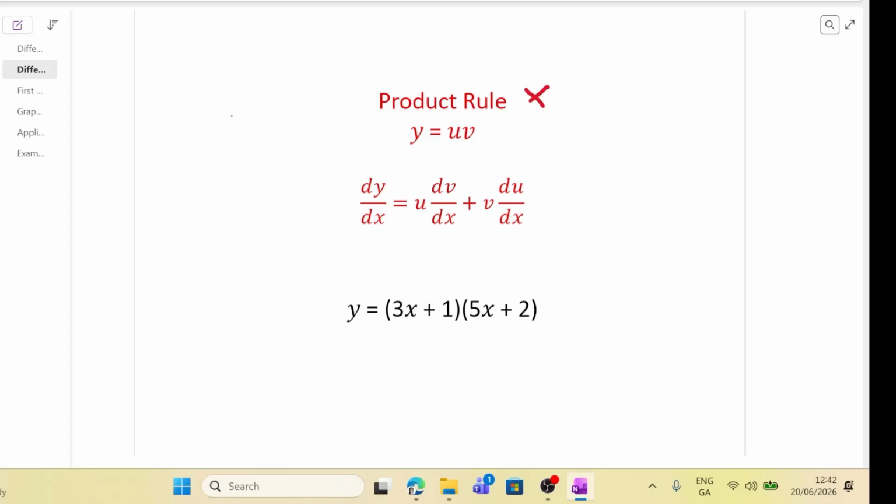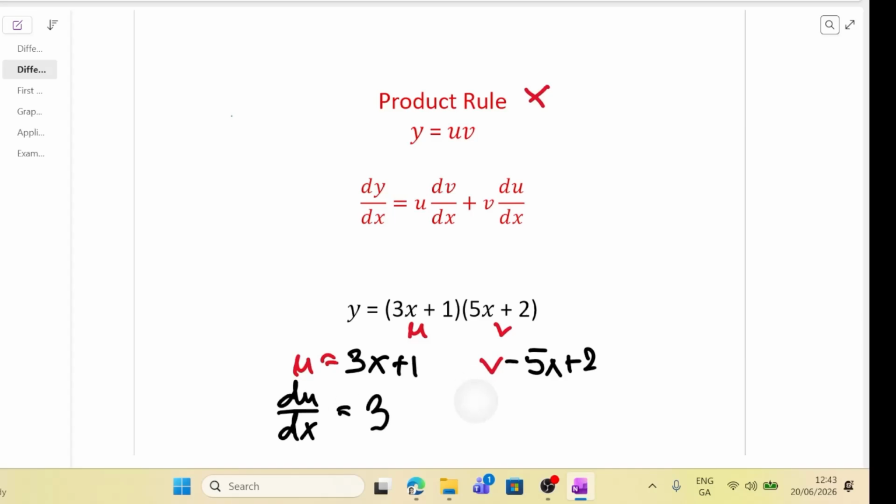So you can see over here I have a multiplication of two brackets. Let's call one of the brackets u, the other will be my v, and now I write them separately, u, v. So my u will be 3x plus 1. My v is just 5x plus 2. Let's differentiate them separately. So now derivative of my u will be called du over dx, and it's just 3. Then for this one, I get dv over dx, and the derivative of that is just 5.